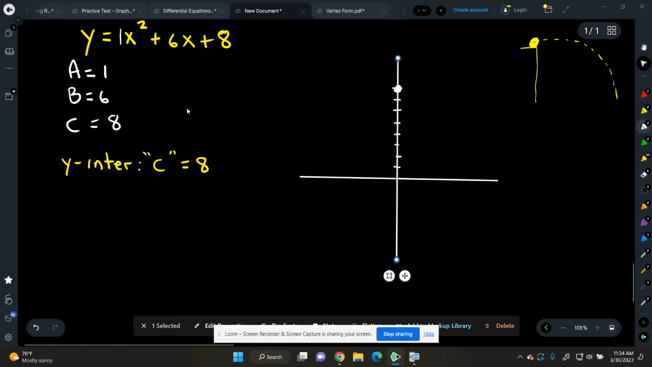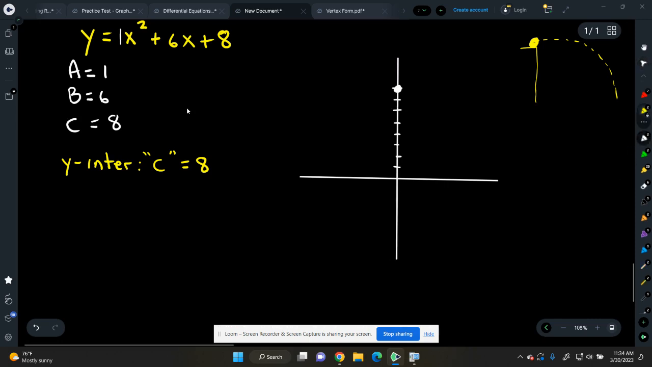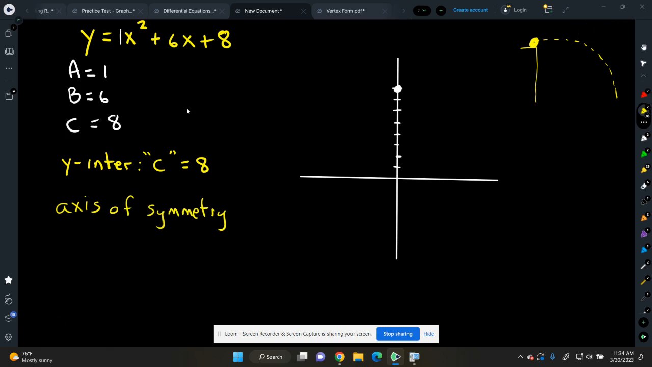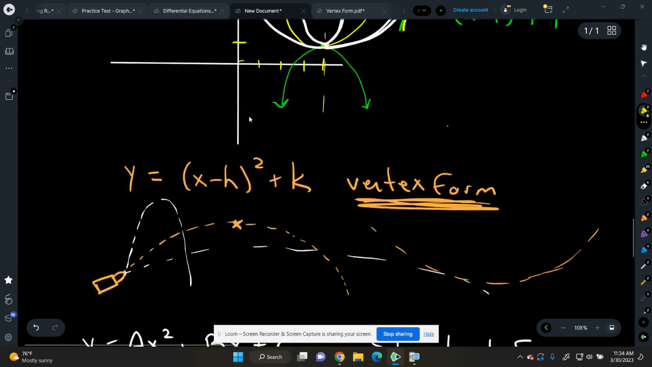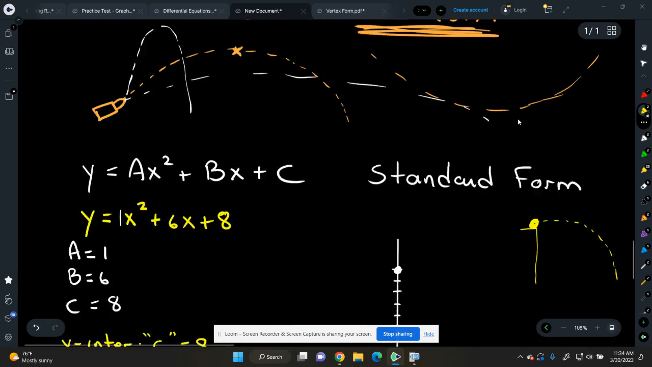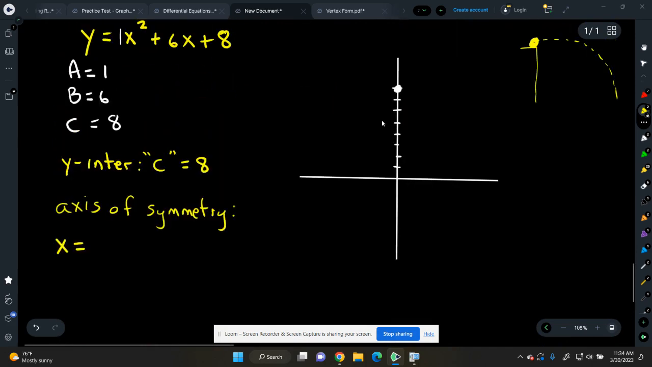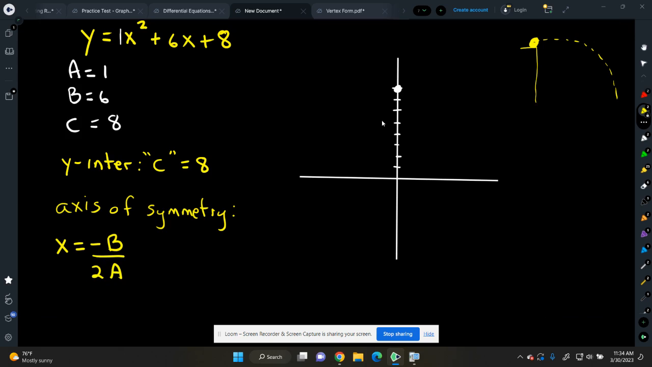All right, the next thing we're going to do is find the axis of symmetry. And we're going to use a formula for this. Again, the vertex form is easy, but we don't get a whole lot of information other than the vertex, okay? The axis of symmetry is going to be x equals, remember I emphasized that up here. I said x equals, right? Axis of symmetry, x equals. We're going to use the formula negative b over 2a.